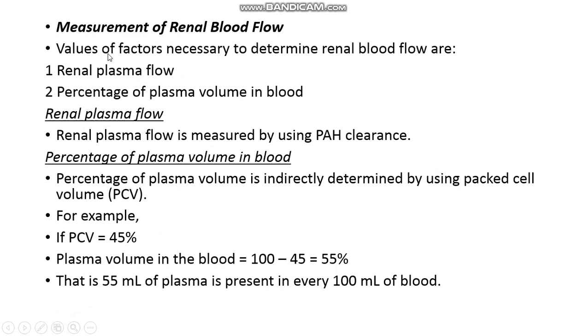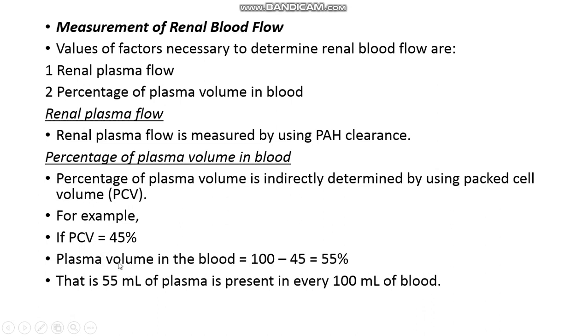Then how can we measure the renal blood flow? There are two important factors which are necessary for determining the renal blood flow. First one, renal plasma flow, and second one, percentage of plasma volume in the blood. Renal plasma flow is measured by the PAH clearance or diodrast clearance. Then the second one is percentage of plasma volume in the blood. The percentage of plasma volume is indirectly determined by using packed cell volume, PCV.